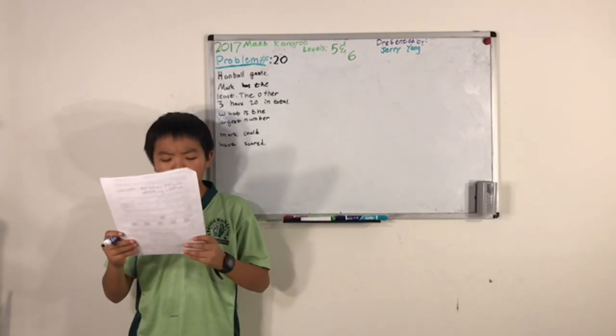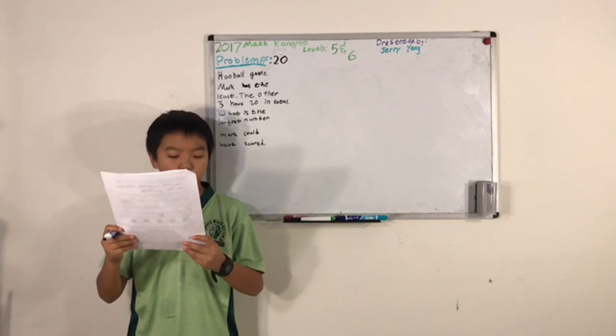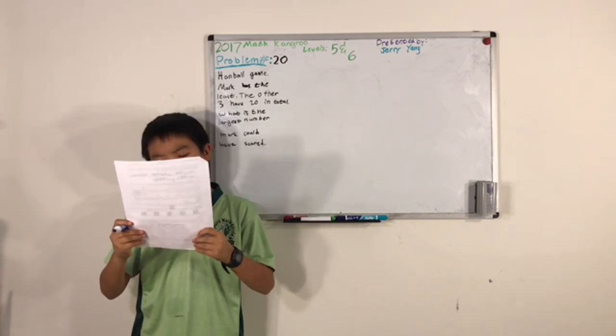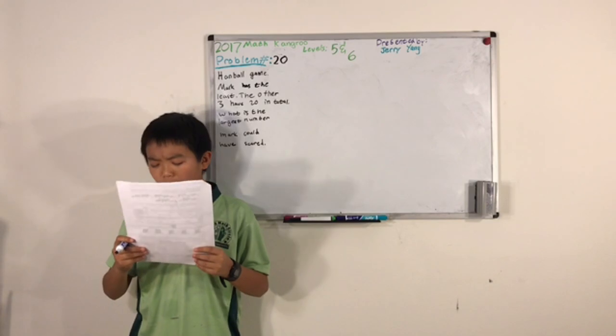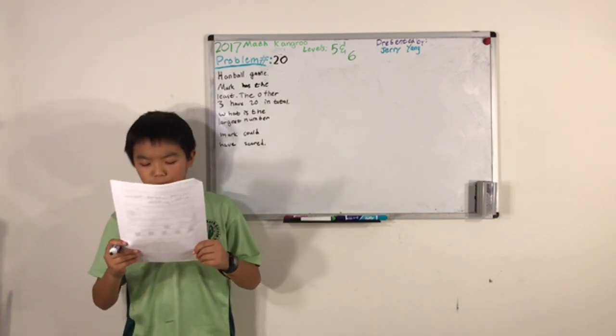Problem 20. 4 players scored goals in a handball match. All of them scored a different number of goals. Among the 4, Mike was the one who scored the least number of goals. The other 3 scored 20 goals in total. What is the largest number of goals Mike could have scored?